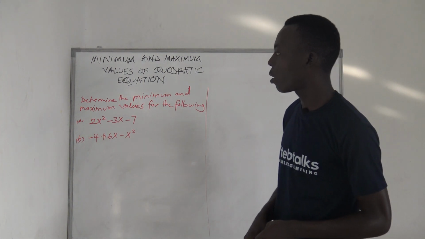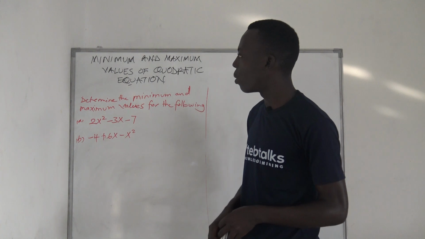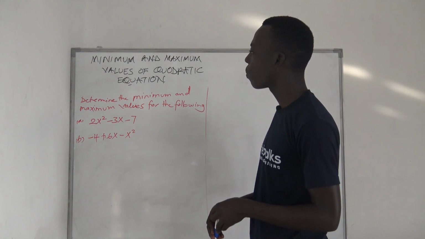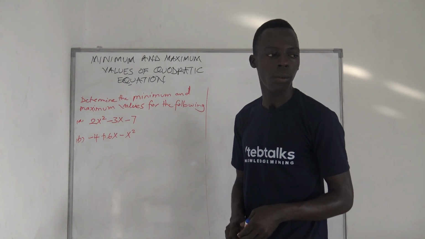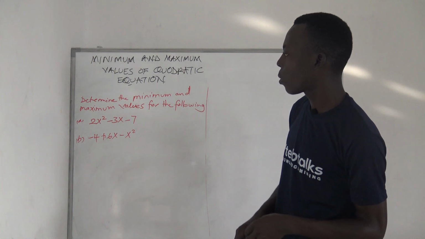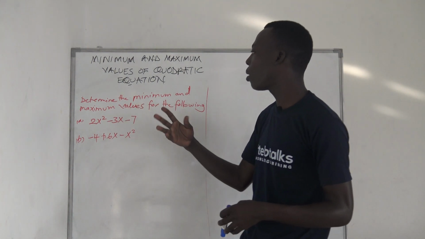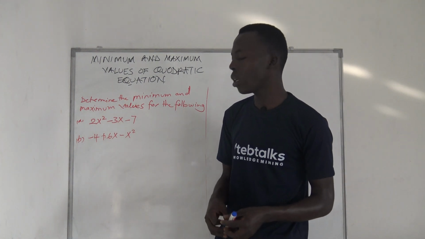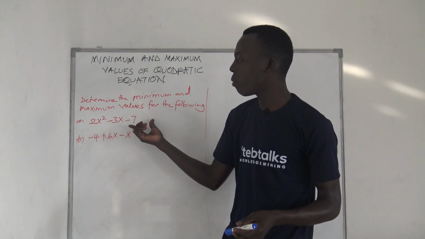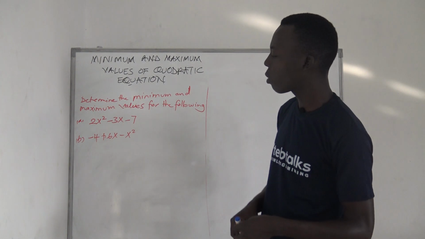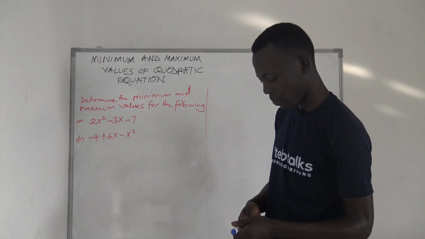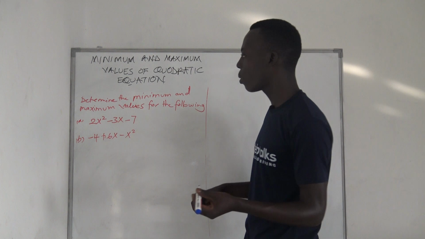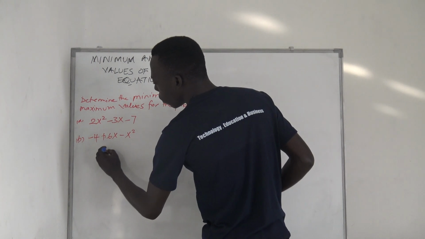We are continuing with examples about finding the minimum and maximum value of a quadratic equation. So we are saying now we determine the minimum and maximum value of the following equations. We said when the equation is represented in the form of this, what we think of is a quadratic equation. So we are going straight away to the solution.